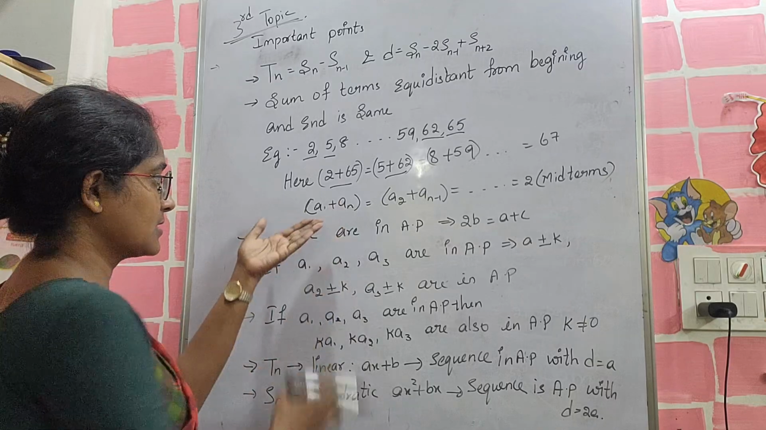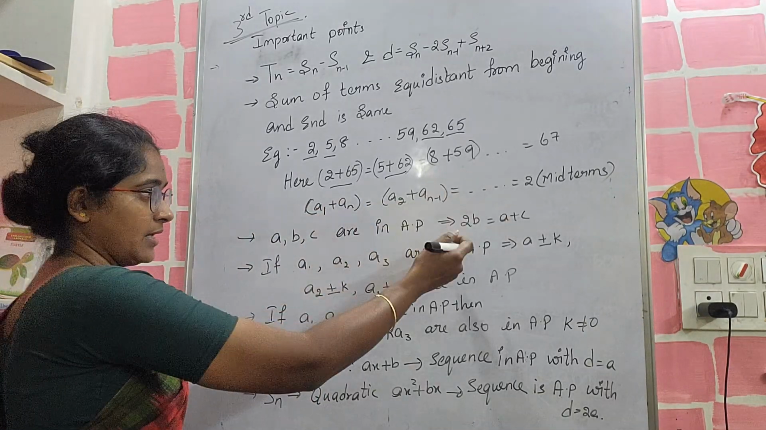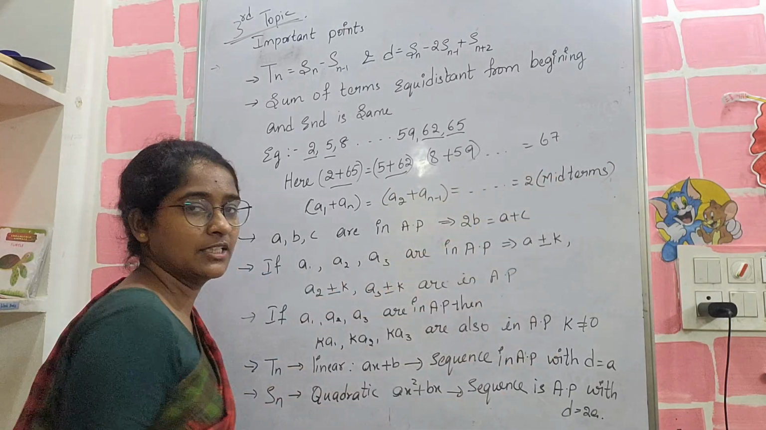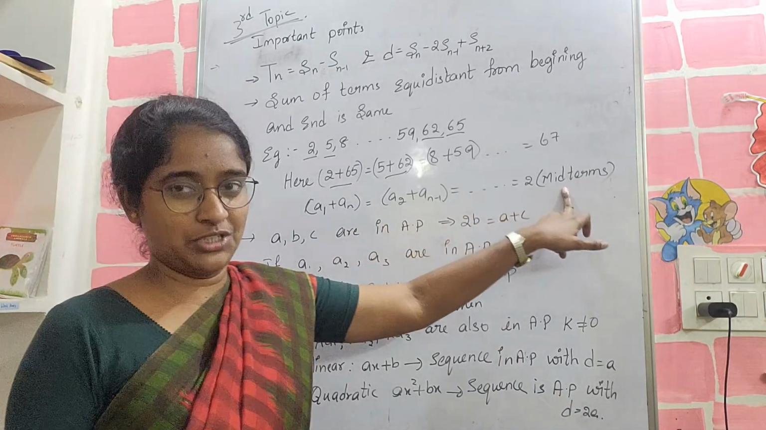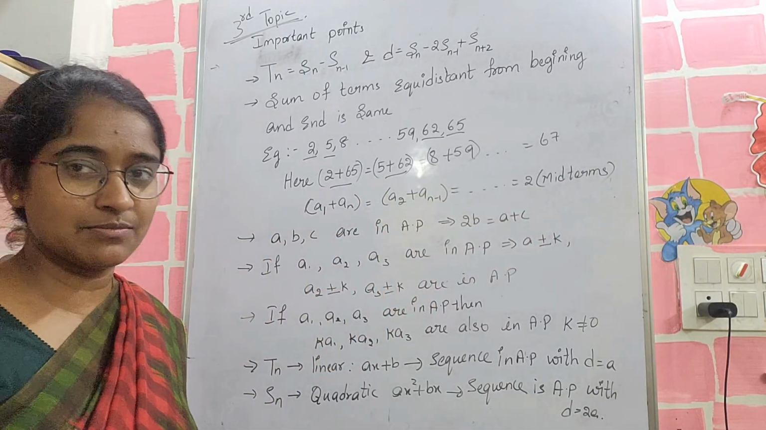The next thing is the same: the first and the last term, and the second term and the second-to-last term. If you add like this, then the sum will equal 2 into the middle term, or the middle two terms added.